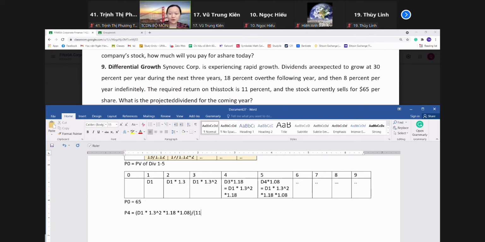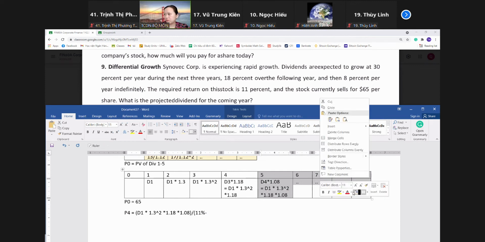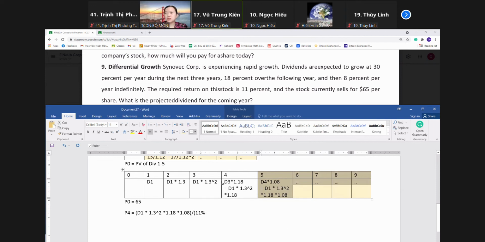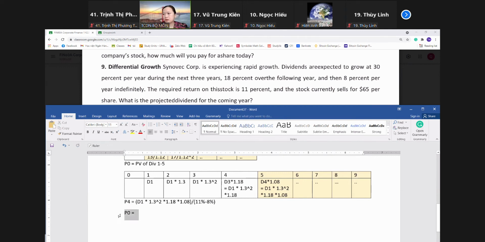So what is the growth rate that we're going to use in such case? This is year 4, so 18%? No, 8%, because we are discounting the cash flow from year 5. From year 5 to forever, the growth rate is 8%. Please be careful with that. So we apply this and come back to P0, which is our current price.